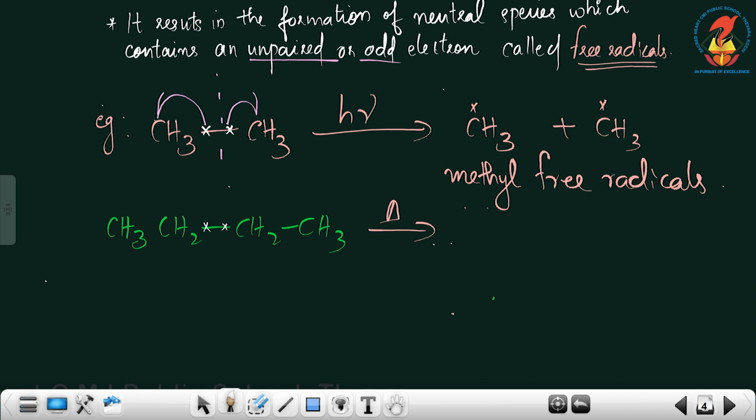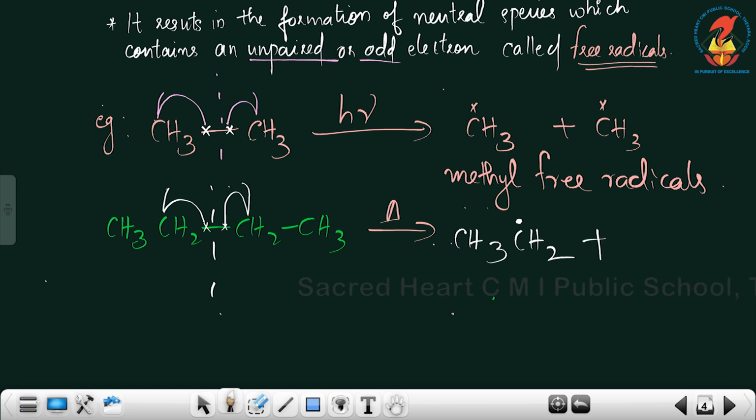So if the splitting is taking place at this position, how will it be? This carbon will take one electron and this carbon also will take one electron. Finally they will break off this carbon-carbon bond, and it will result in the formation of CH3, CH2 dot. This carbon will be getting one electron, dot or cross, whichever you want you can write. Then write from here, or you can write it as CH3, CH2 dot.